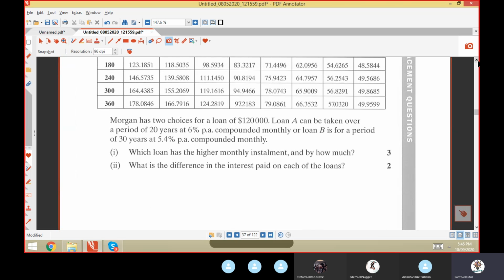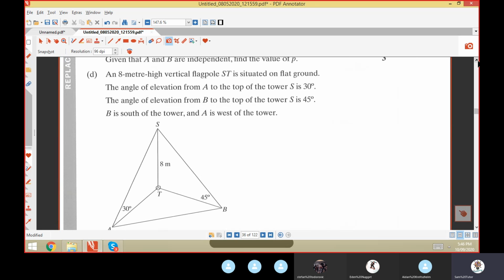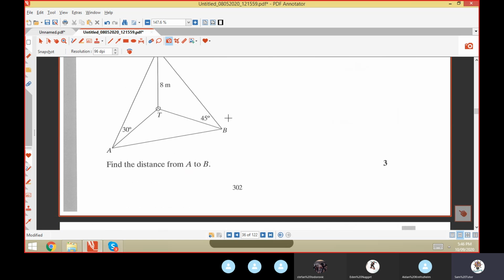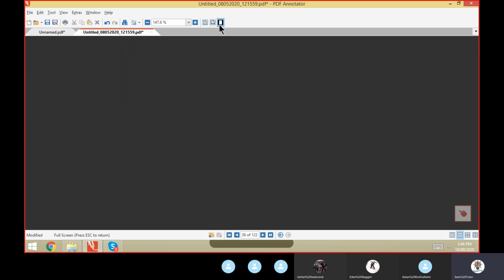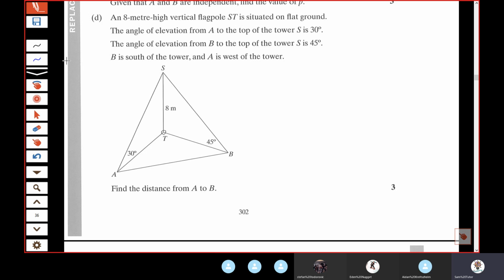All right, and we go again. 3D trig. Good luck. Seems an easy one. Well, then that means the questions are easy. They're your stock standard ones. Very nice.